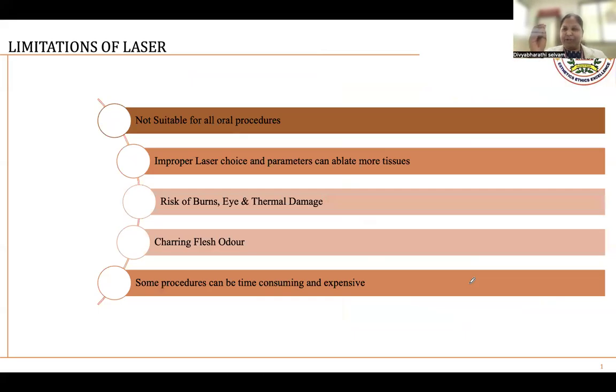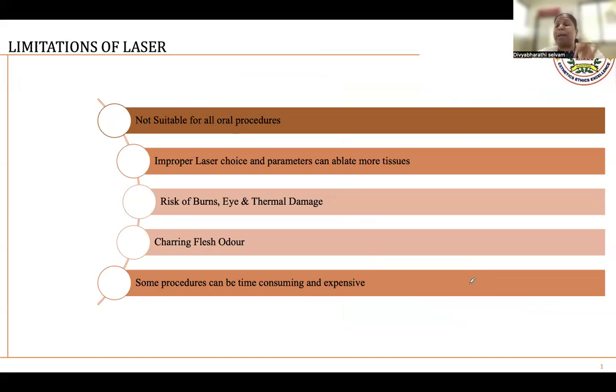Well, there are a lot of advantages. You'll have a few limitations also, right? Everyone can't be a god, right? Everyone can't be perfect. There will be certain disadvantages. If you know how to operate it rightly, these limitations can be avoided. It is not suitable for all oral procedures. We should accept that. It is not a super master, right? It is not suitable for every procedure.